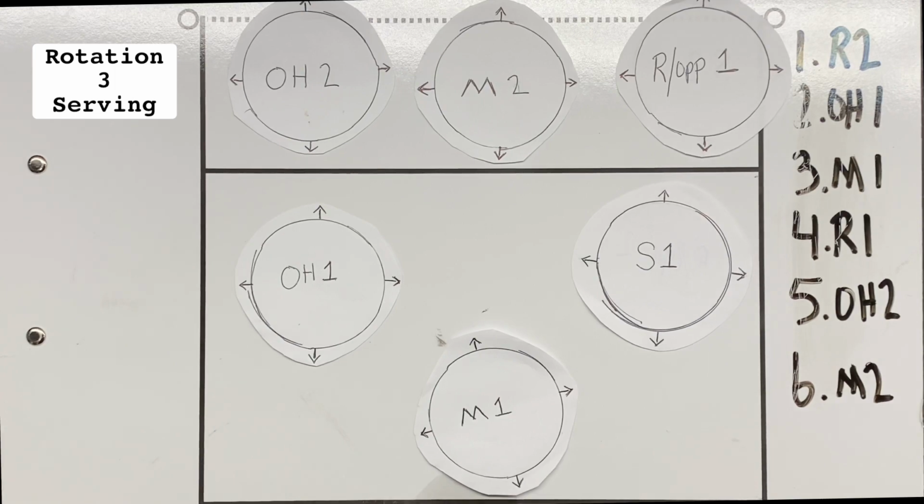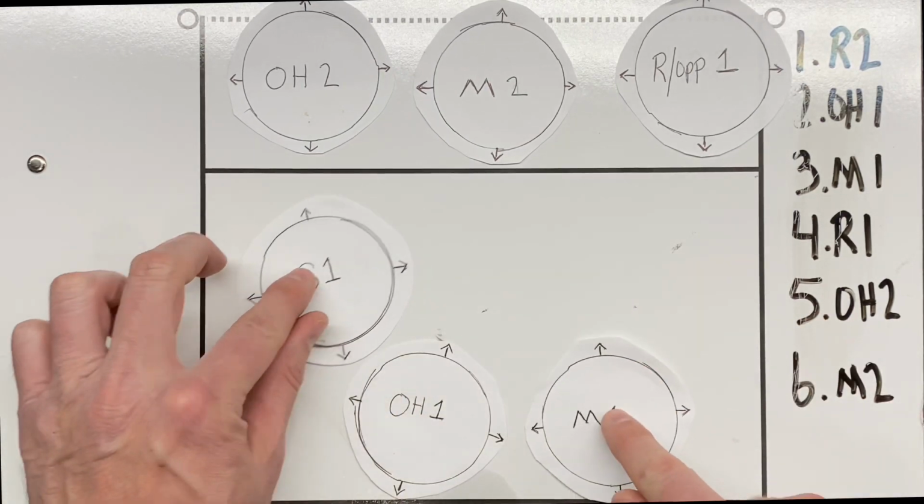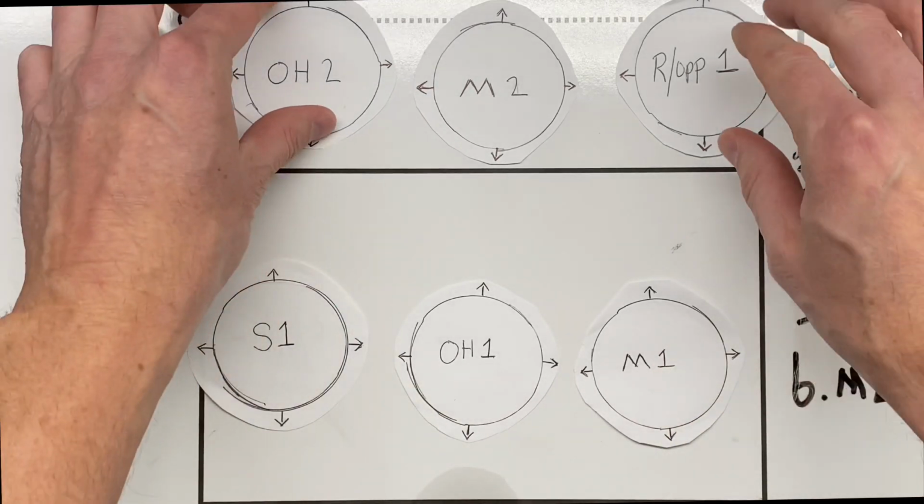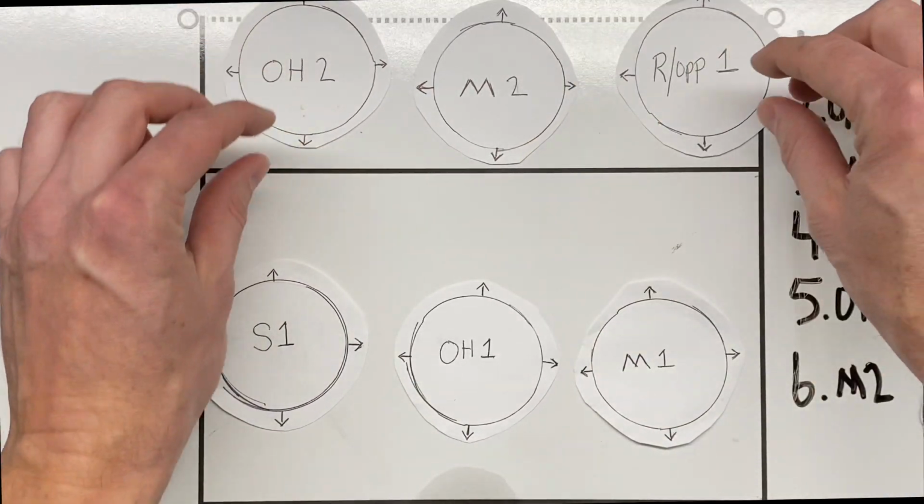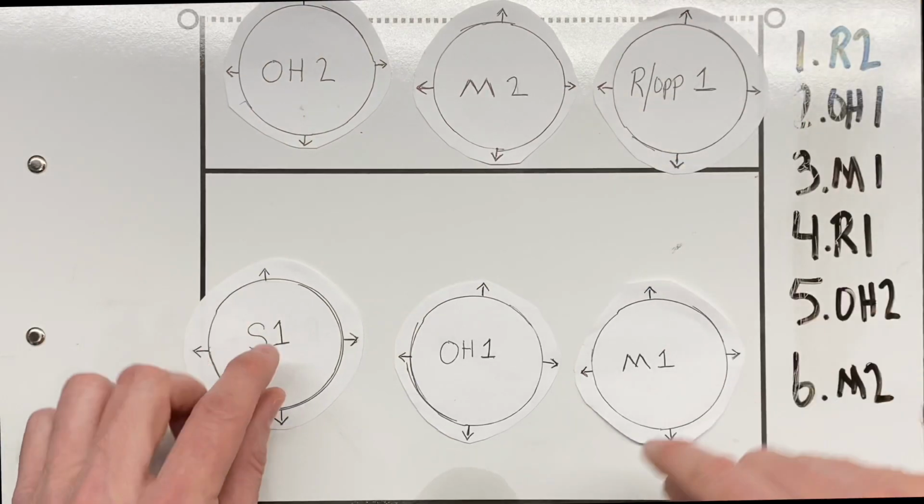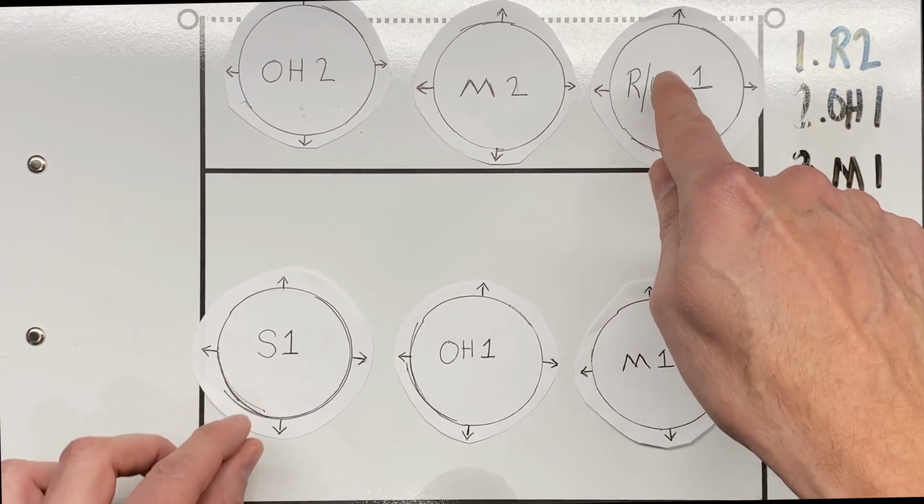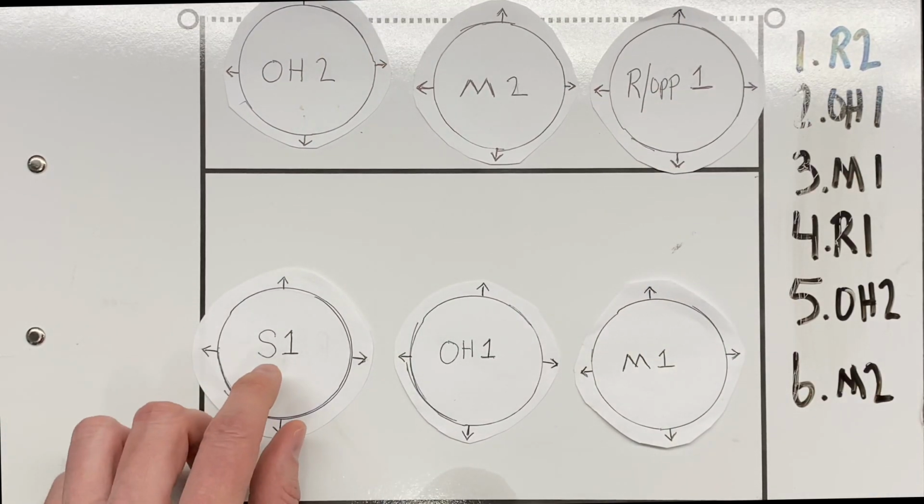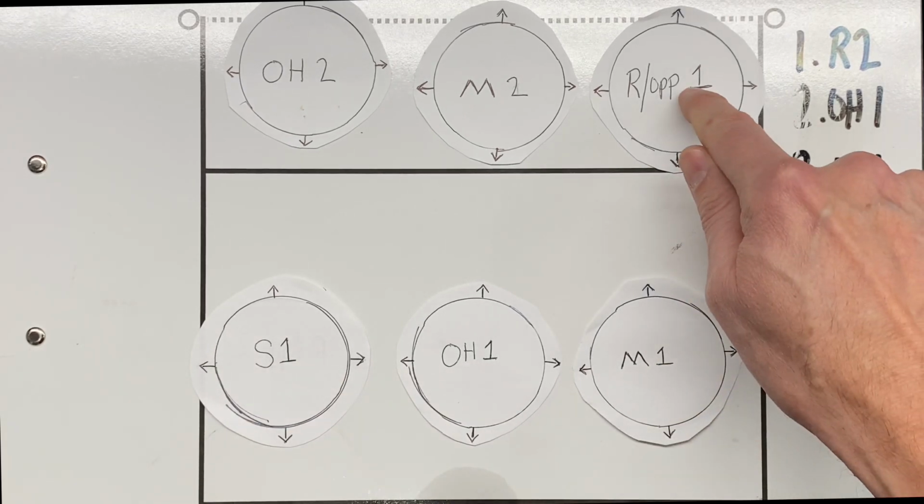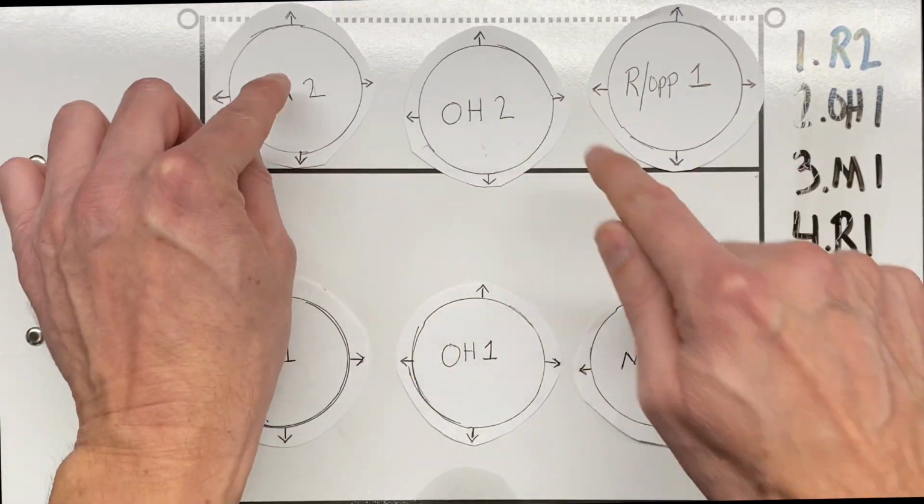Okay. All right. So let's say we lose the point. Now we got to get back into rotation 3. Okay. So setter should be there. So there's our opposite of the setter, or right side. Okay. So right side, outside, middle, right side, outside, and middle.